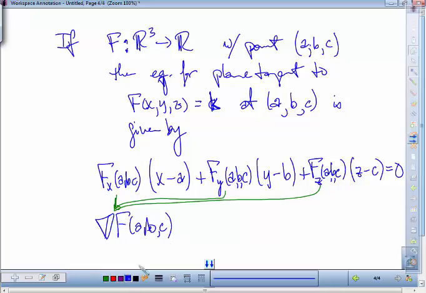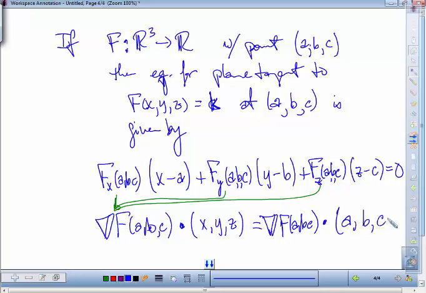Dotted with XYZ equal to, and then all those, the ones with a negative sign can go to the other side. It's actually the gradient dotted with a point, which is what we did in the previous example. Yeah?